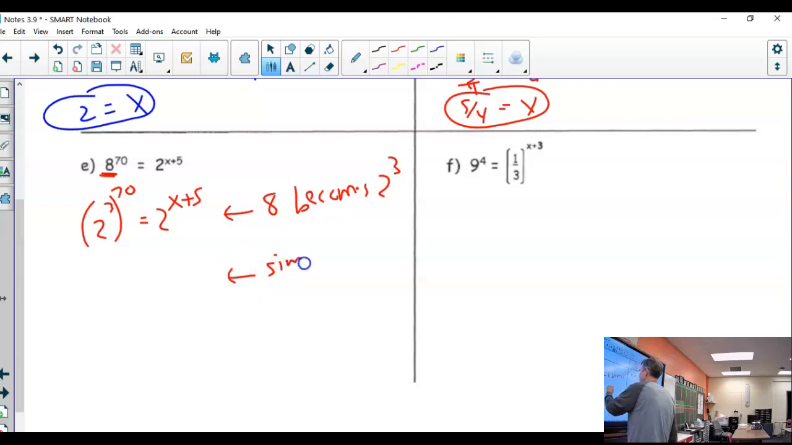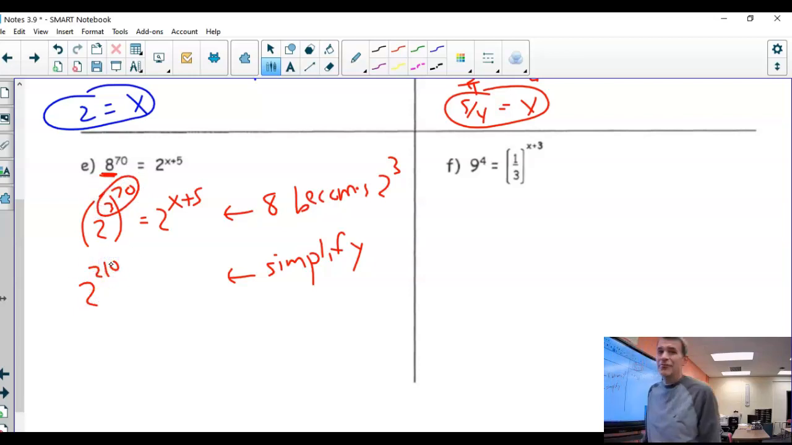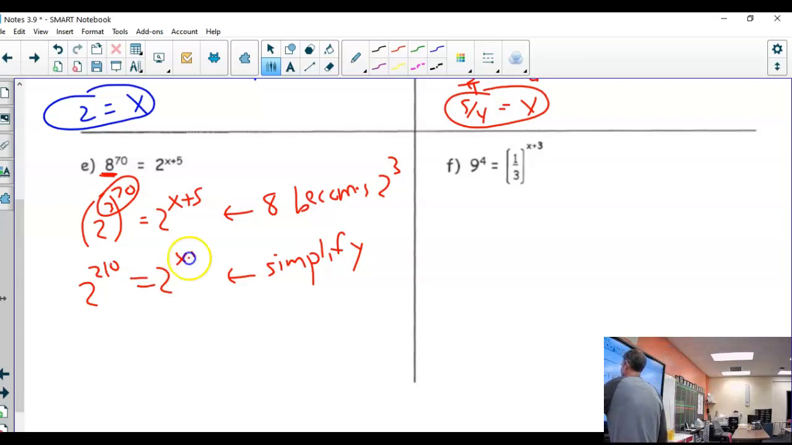And then I simplify. And I get 2 to the, let's see, that would be 210th. That would be a rather large number. Equals 2 to the x plus 5. And now that the bases are equal, I can set the exponents equal. 210 equals x plus 5, or x equals 205.